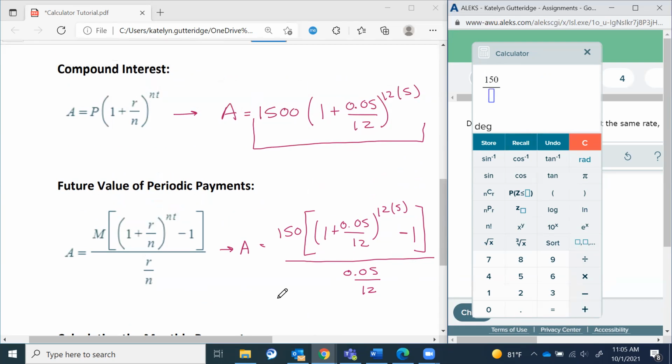So I'll type in my 150, open my parentheses, open them again. So those brackets, the square brackets, are the same as curved parentheses. Those are the same. So when you see a square bracket, that's another parenthesis. So this is a parenthesis, this is a parenthesis. Then I do my 1 plus, build my fraction for the 0.05 over 12.